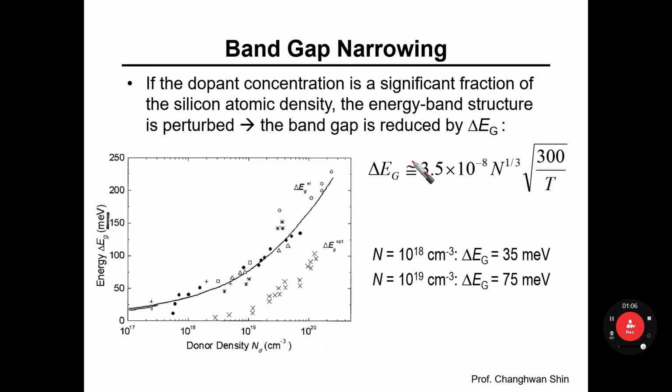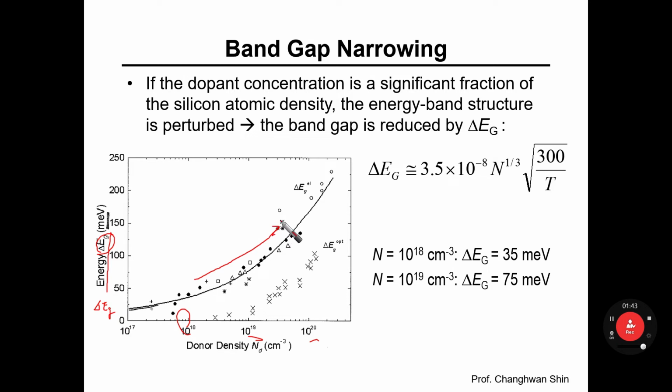The last topic included in chapter 2 is band gap narrowing. On the left hand side, you can see the band gap energy variation and how much the band gap energy is lowered, decreased, because of heavy doping concentration, such as 10 to the 18, 19, and 20. Depending on the doping concentration, the delta E sub G, the band gap narrowing, can be increased.